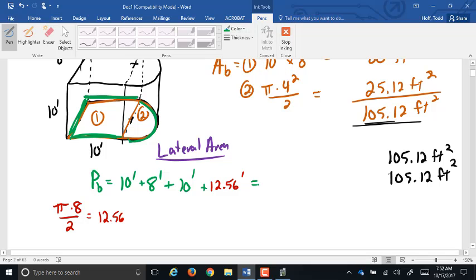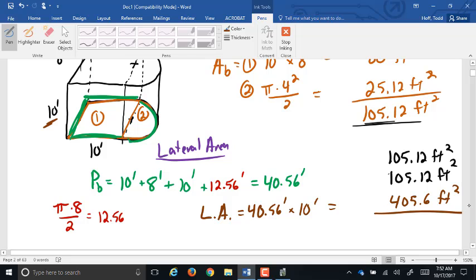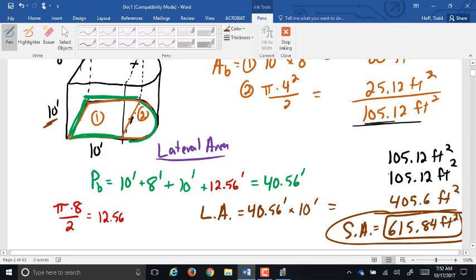So that adds up to 40.56 feet. So now my lateral area is that perimeter of the base, 40.56 feet, times that height, 10 feet, which is 405.6 square feet. So that all adds up to 615.84 square feet. What's that? So that's my surface area.